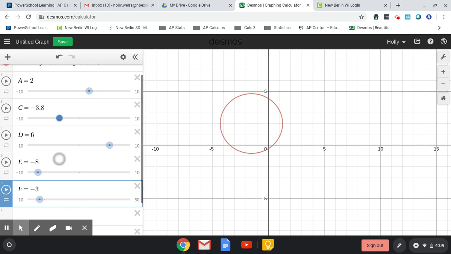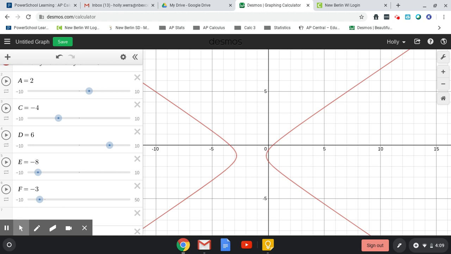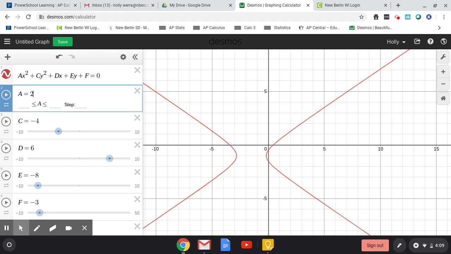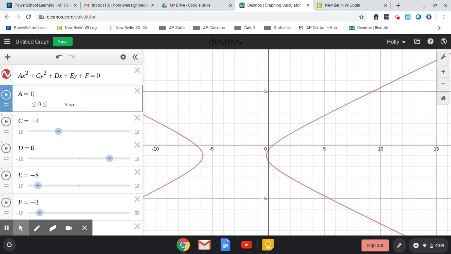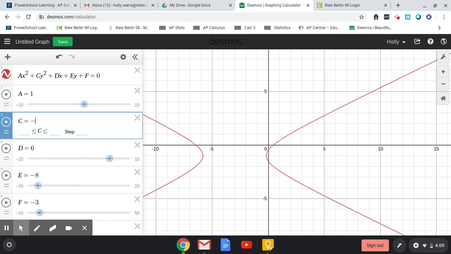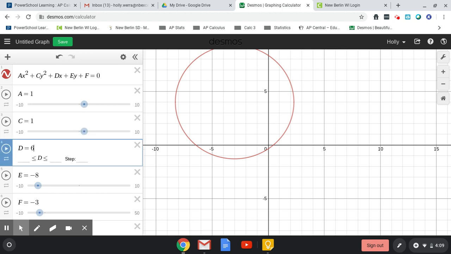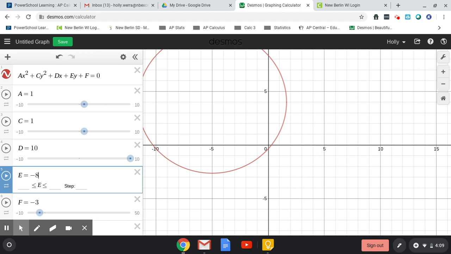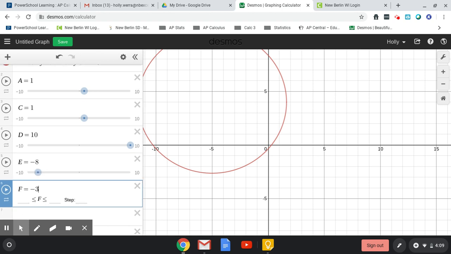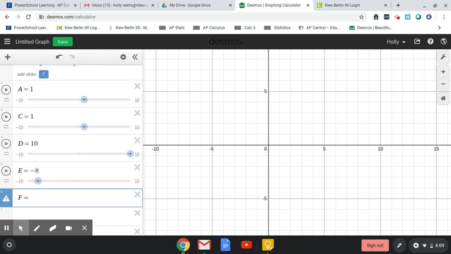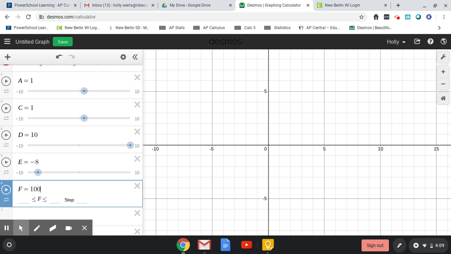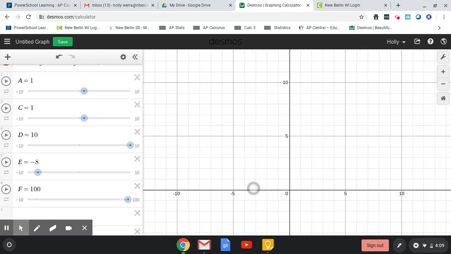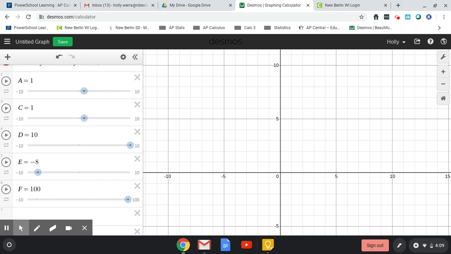And then our very last one. Okay, our very last one, we have 1x squared plus 1y squared plus 10x minus 8y equals, oops, F was 100. Uh-oh, where'd that one go? Okay, so that's another one that we're going to look at here in a second.